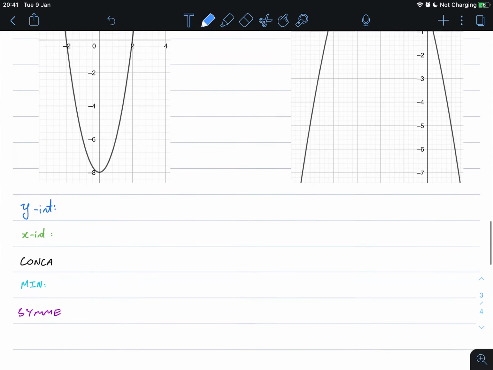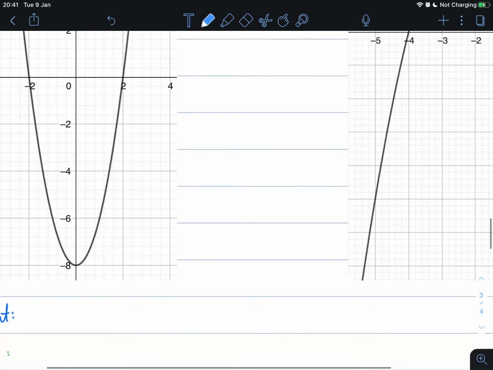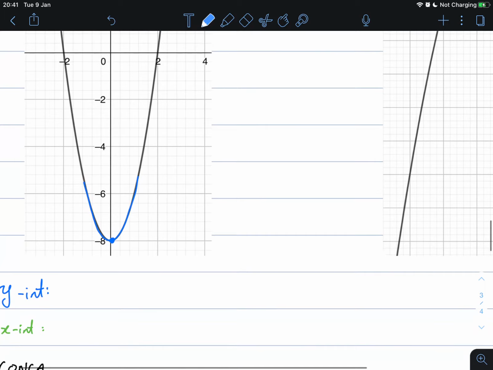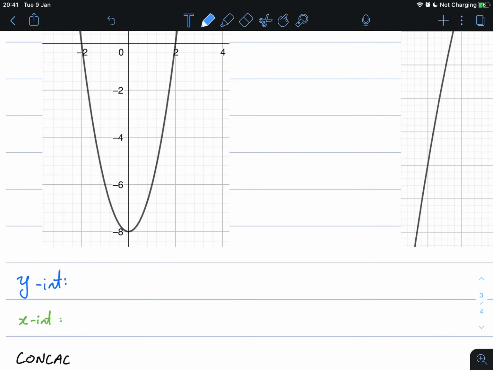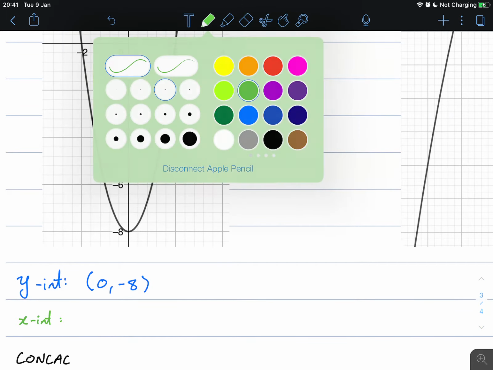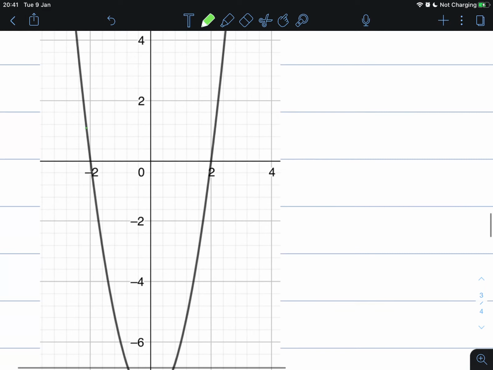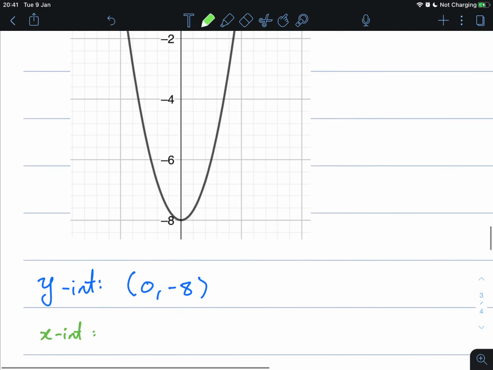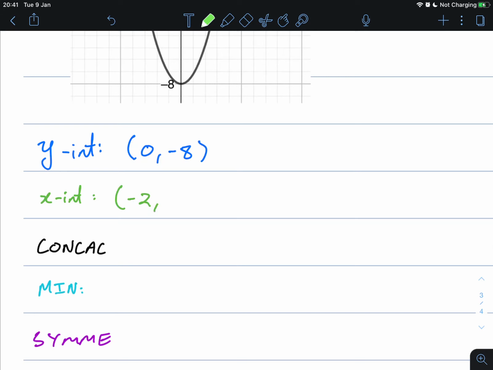Okay, let's find the y-intercept. It's where the graph crosses the y-axis, in this case 0, -8. Our x-intercepts are where the graph crosses the x-axis. So here's the x-axis, and where the graph crosses them is at -2 and +2. So -2, 0, +2, 0.